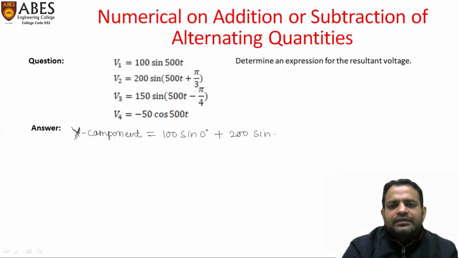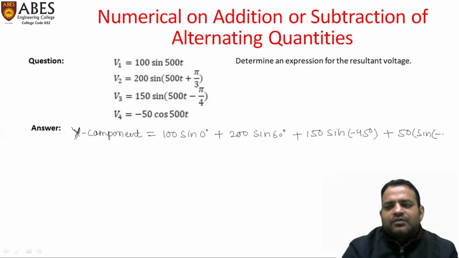Plus 150 sine minus 45 degree, and V4, 50 sine minus 90 degree. This is our y component. By putting the whole expression into the calculator, you will get the result of the y component, which is 17.13 volt.